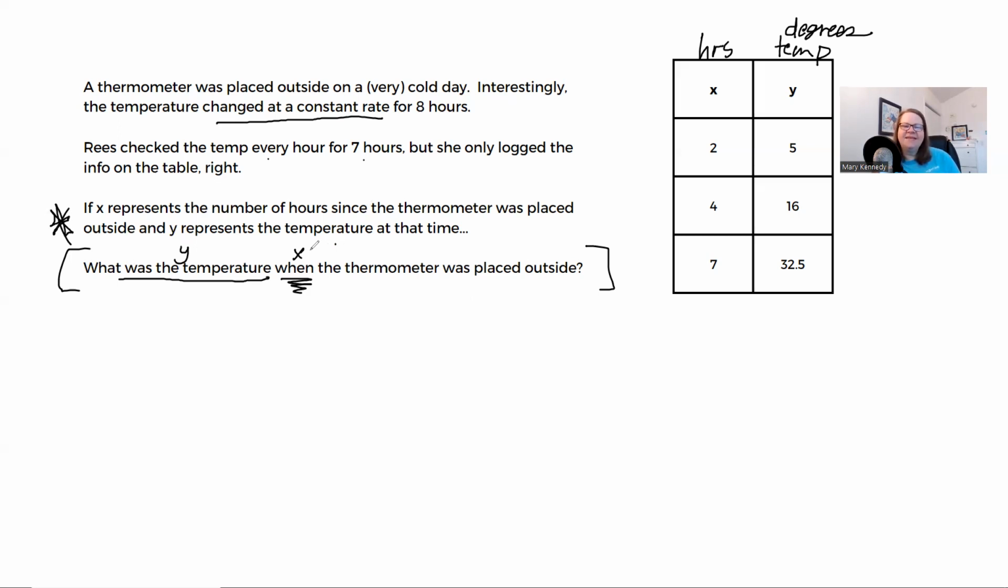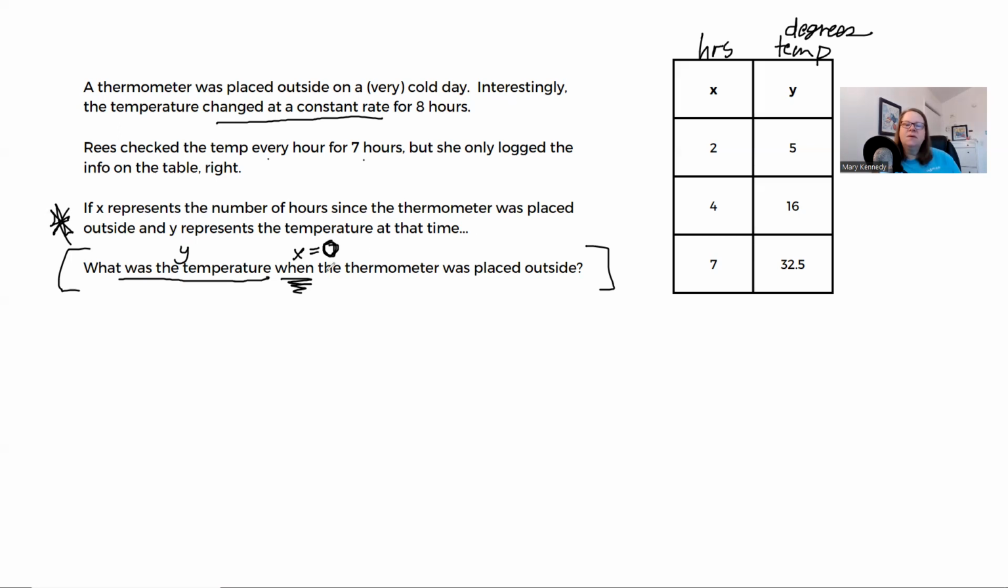Does it make sense that X is 0 in that case? So if X is 0, that means, because remember, X is the number of hours since the thermometer was placed outside. Well, if we just put it outside, then it hasn't been any hours. It's been 0 hours. So when X is 0 is what this is saying.